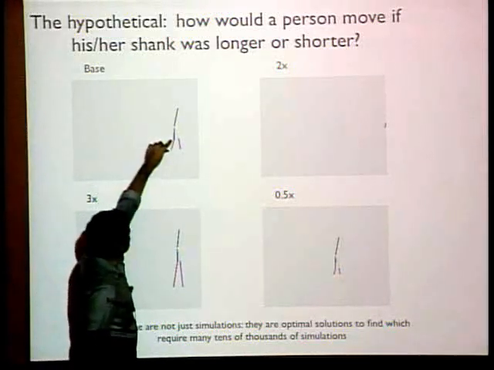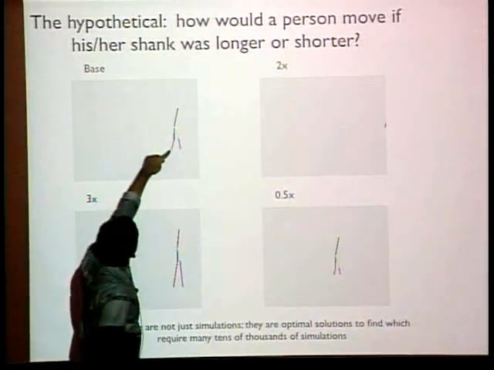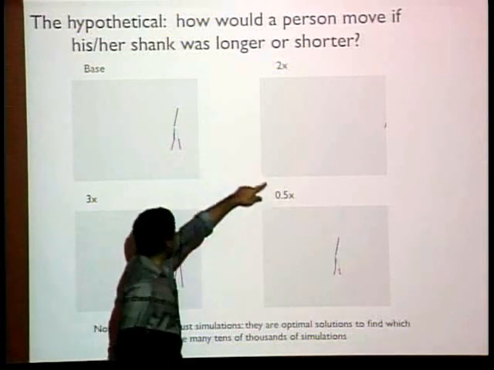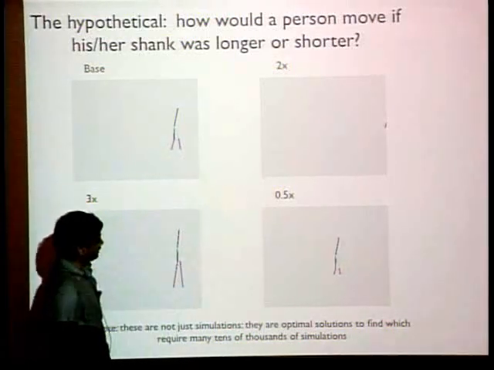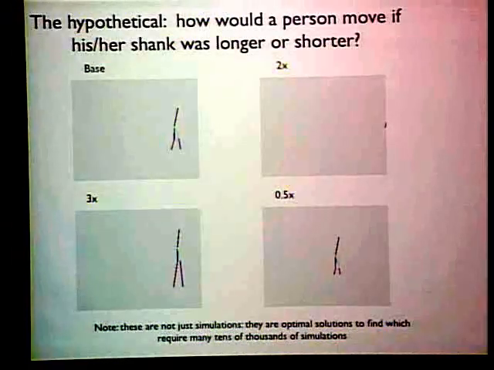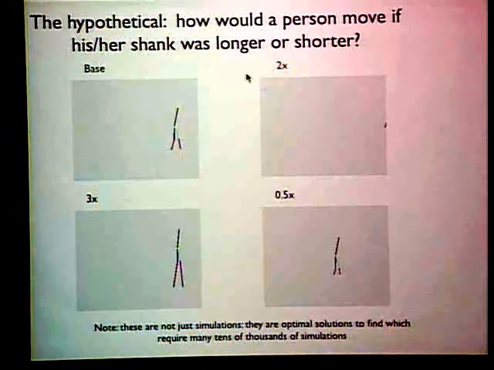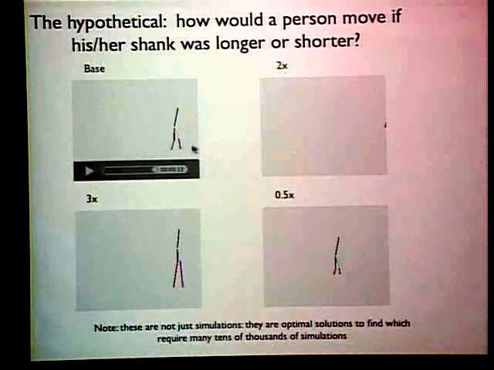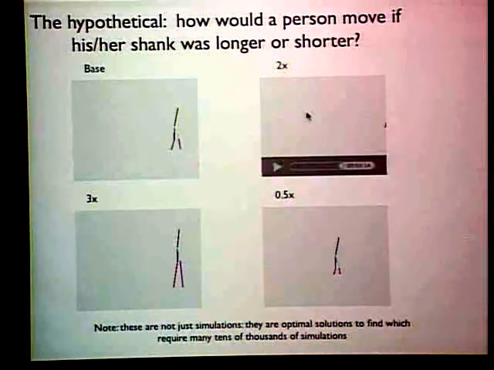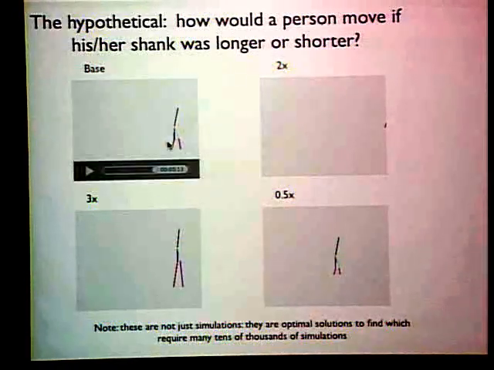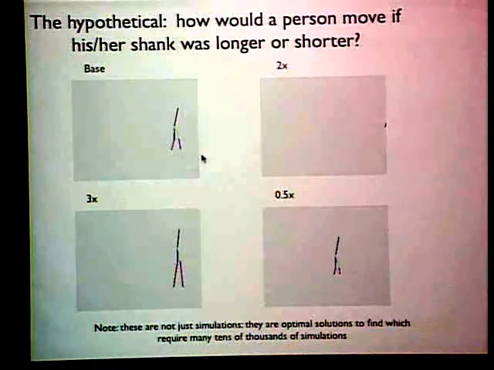which I artificially increase the leg length. So this was like the base leg length. This was twice the leg length, 3 times the leg length, and half the leg length or something. So you might, in principle, be able to run these optimizations to make predictions about how people with different leg lengths, for instance, might walk, or you can imagine all kinds of different variations.